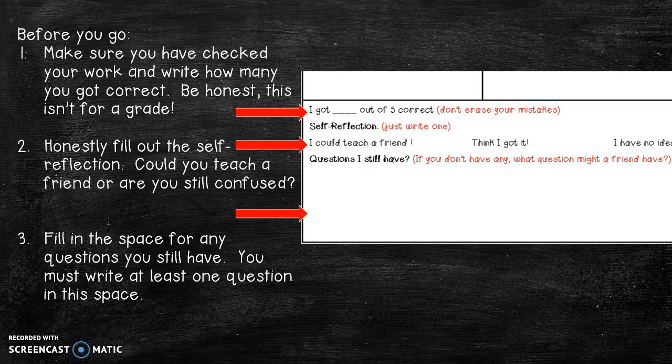Before you go, make sure you've checked your work and write down how many you got correct. Remember, be honest. This is not for a grade. I also want you to honestly fill out the self-reflection. Could you teach a friend, or are you still a little confused? Sometimes those zeros can be pretty confusing. And then number 3, fill in the space for any questions you still have. Are you still confused about the zeros, when to put one in and when not to? Well, this is a great question to write down that I can answer for you tomorrow. Remember, you must write at least one question in this space.